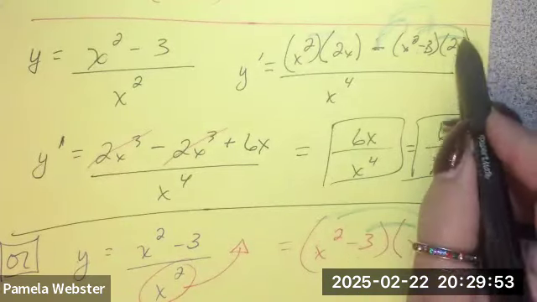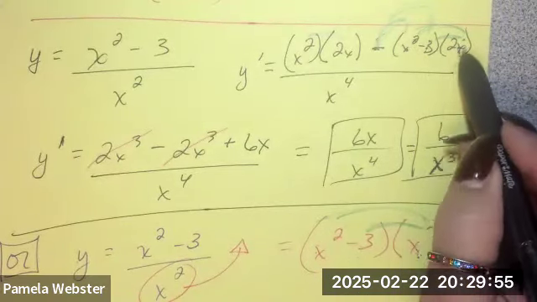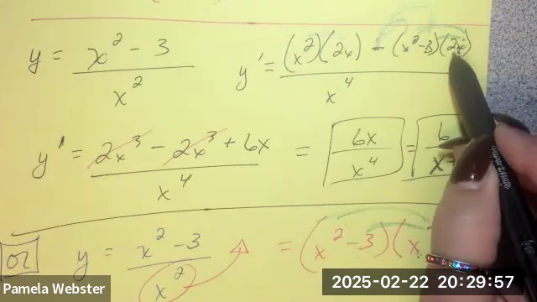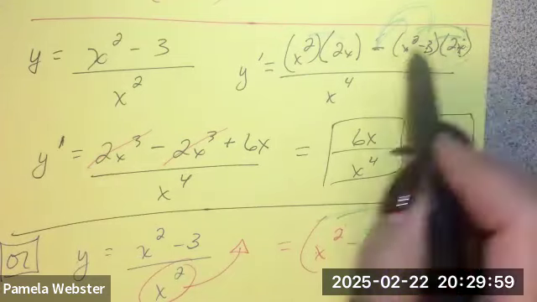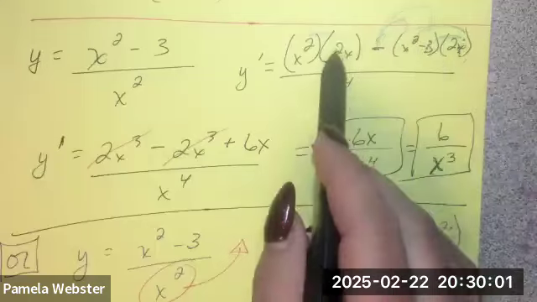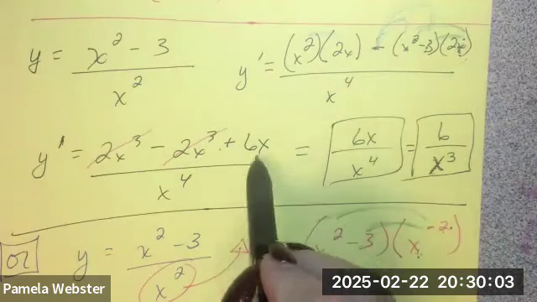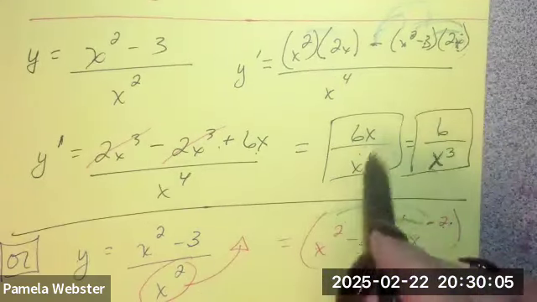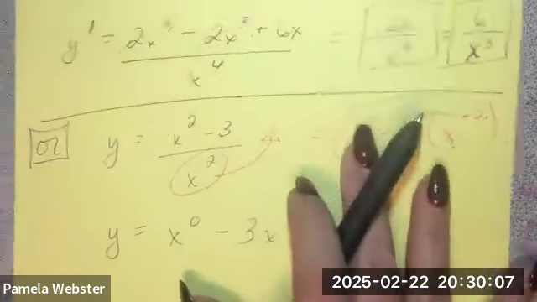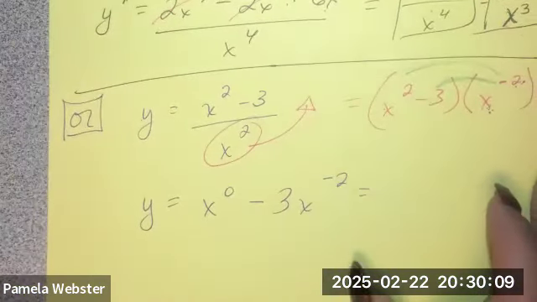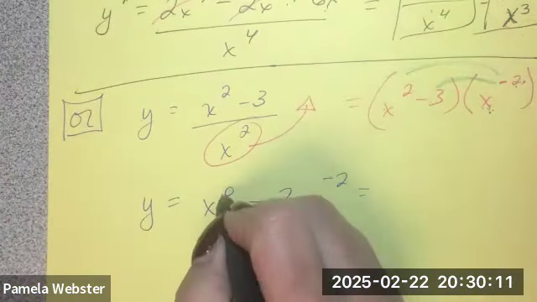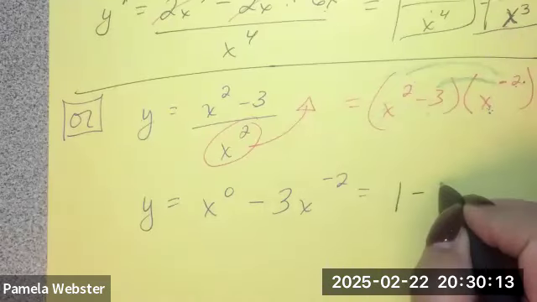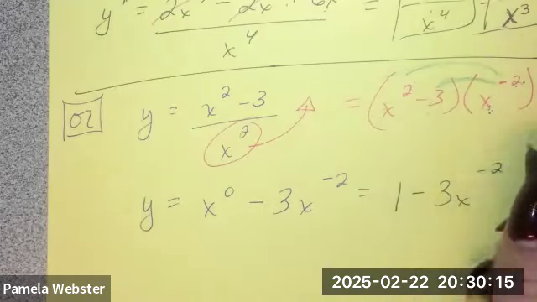2x times negative 3 is negative 6x. I probably had written on top of that x and didn't see it. And then it's a negative. So negative 6x times a negative is a positive 6x. And there they go away. There's just a 6 over x to the third. Okay, sorry about that, guys. Okay, anyway, now I see, oh, this is just 1 minus 3x to the negative 2.